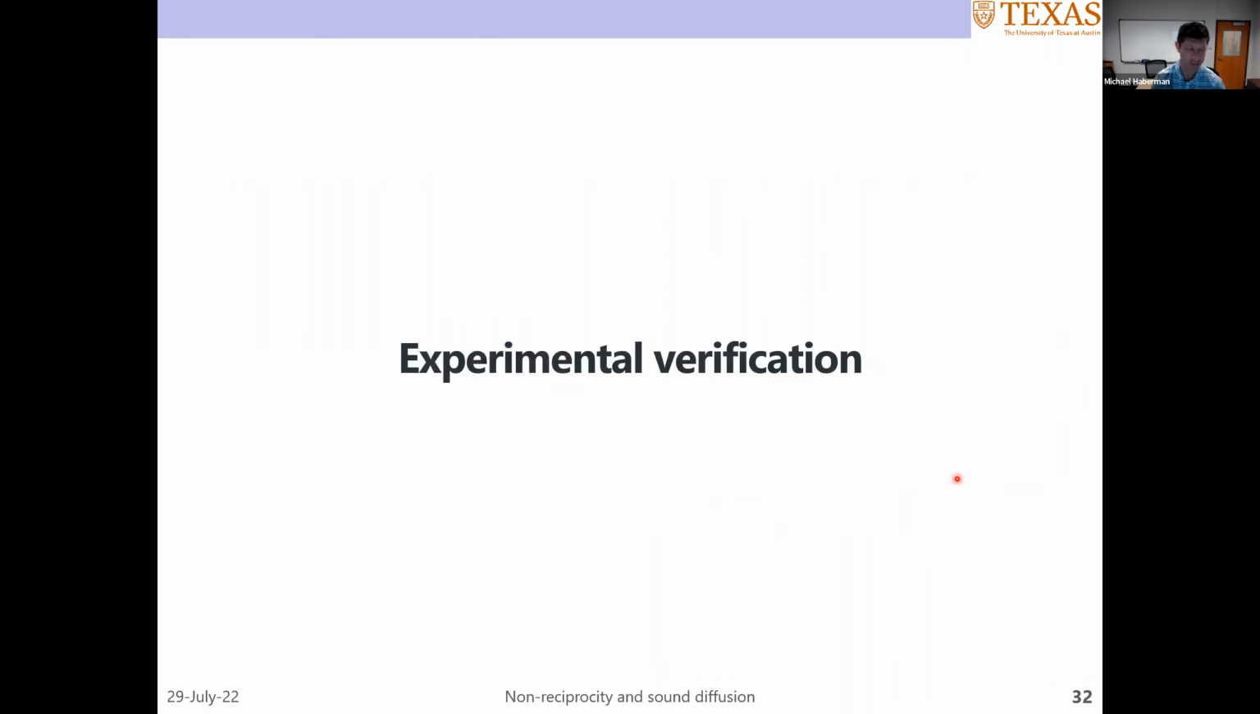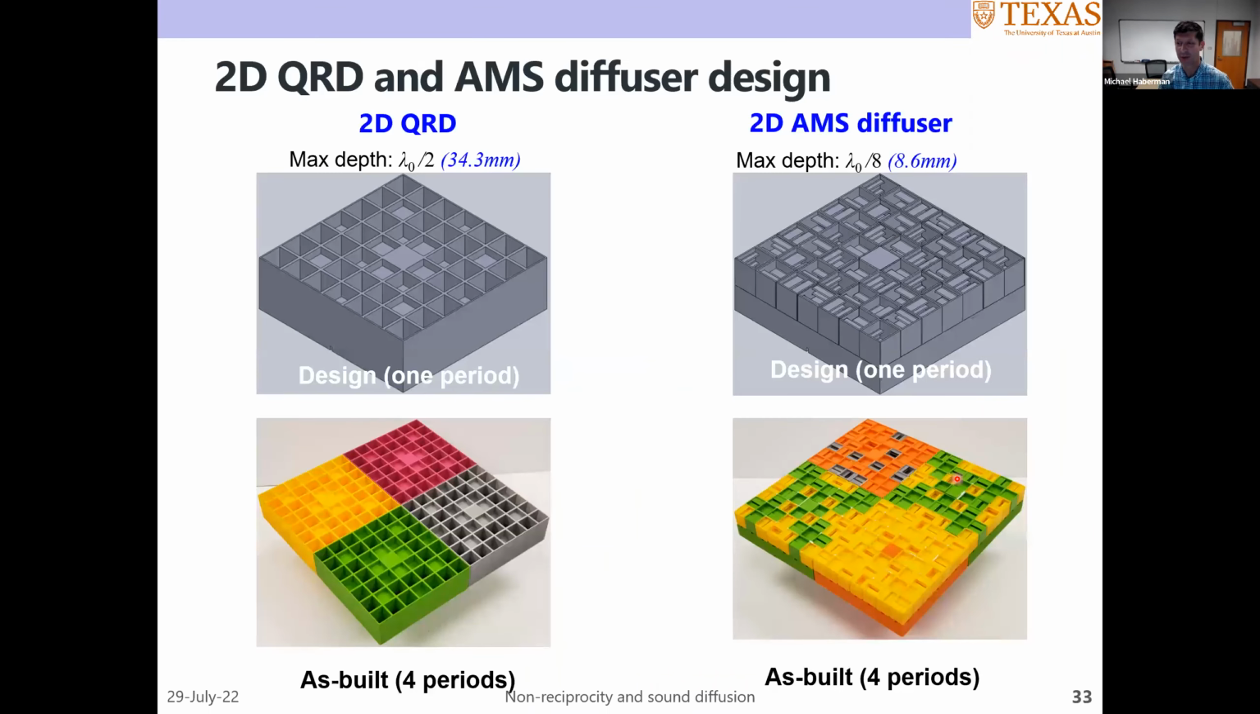And so the main reason that I bring this up is that we were then able to turn around and replicate a QRD in 2D, where we have 4 periods of those. And then the equivalent one of 4 periods in the AMS diffuser, which is effectively 4 times thinner. So thinner, not 20, but 4 times.